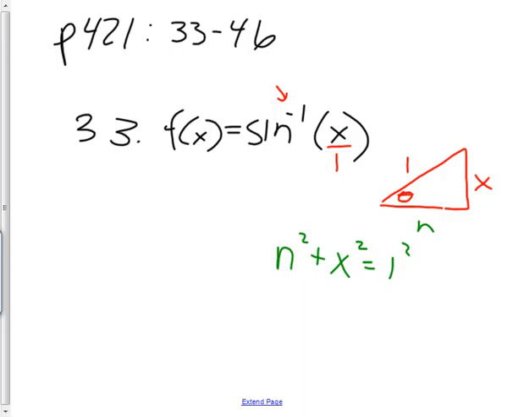Try it right now. This is just basic algebra. 1 squared is 1. Yes, you can replace it with a 1. Get the n alone. Do it on the paper. Use your brain, not mine.